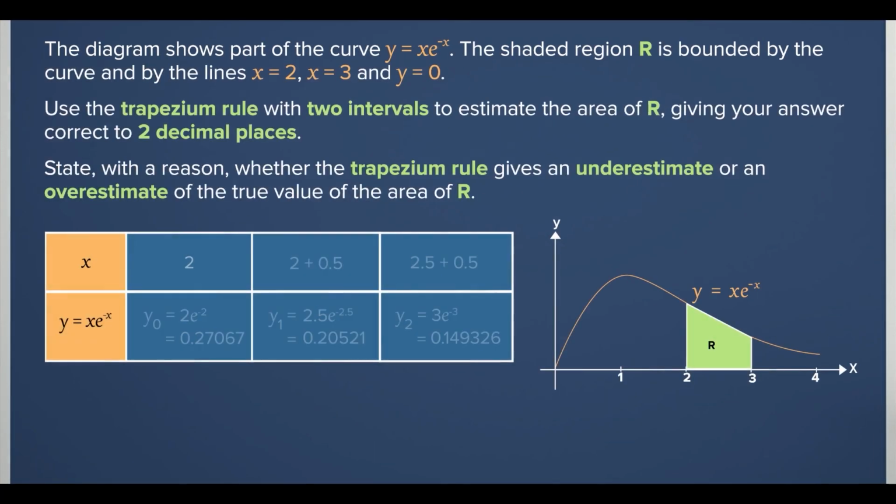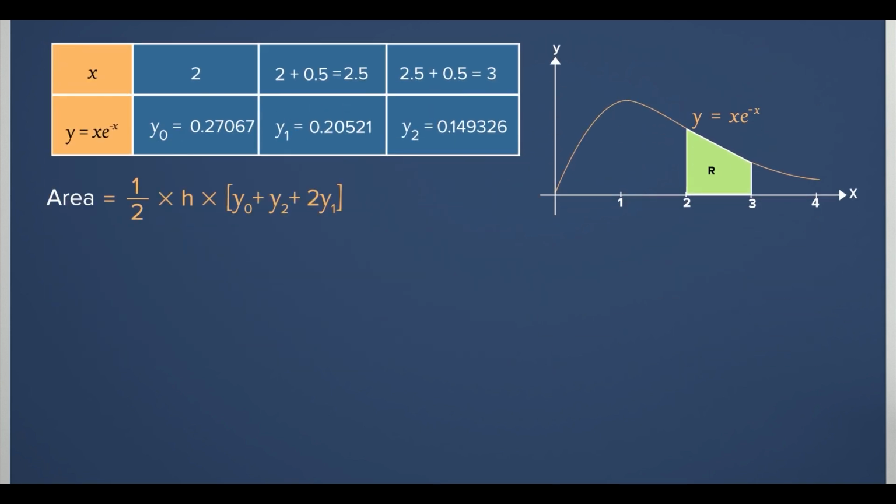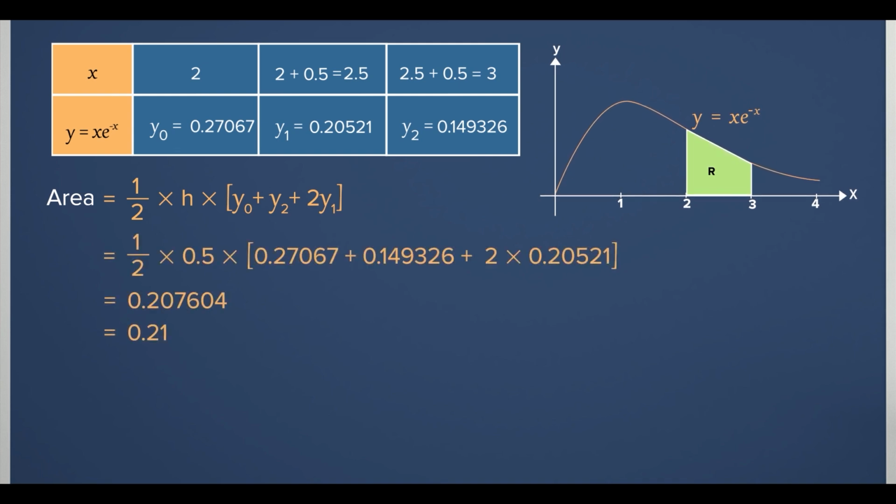To estimate the area of the region R from the interval 2 to 3, it is divided into 2 intervals as per the question, which means there will be 3 ordinates. Using what we have learned before, we can calculate the estimated area as such. In this way, we get the estimated area of the region R as 0.21.